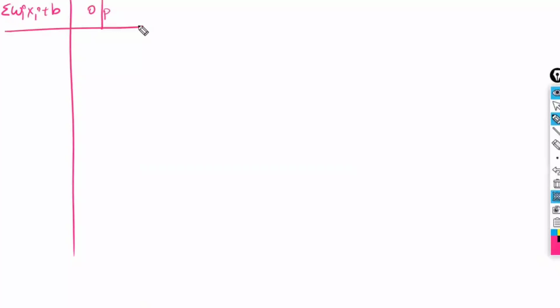Just take this example: sigma wi xi plus b, what is the output? Sigma wi xi plus b, some value, versus output. First, let us make a graph for ReLU. How to plot the ReLU graph? You have sigma wi xi plus b with some value. You tell me some value, like 400. Whatever the value you have got, the output is also the same.